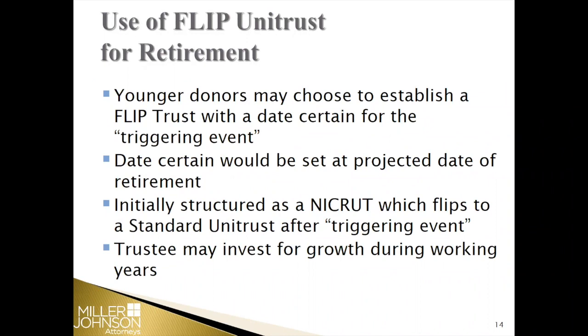So I had mentioned for someone who's still working, if they want to set this up, you can set the triggering event as a date certain. So say you want to retire when you're 65, you set that date as the triggering event, so the trust converts from a net income trust to a standard charitable remainder trust upon retirement. So you're paying less in income during those early working years with the NICRUT, and then it converts to a standard CRUT when you turn 65, and it pays out, say, a 5 or 6 or 7% Unitrust payout when you need the income in retirement.